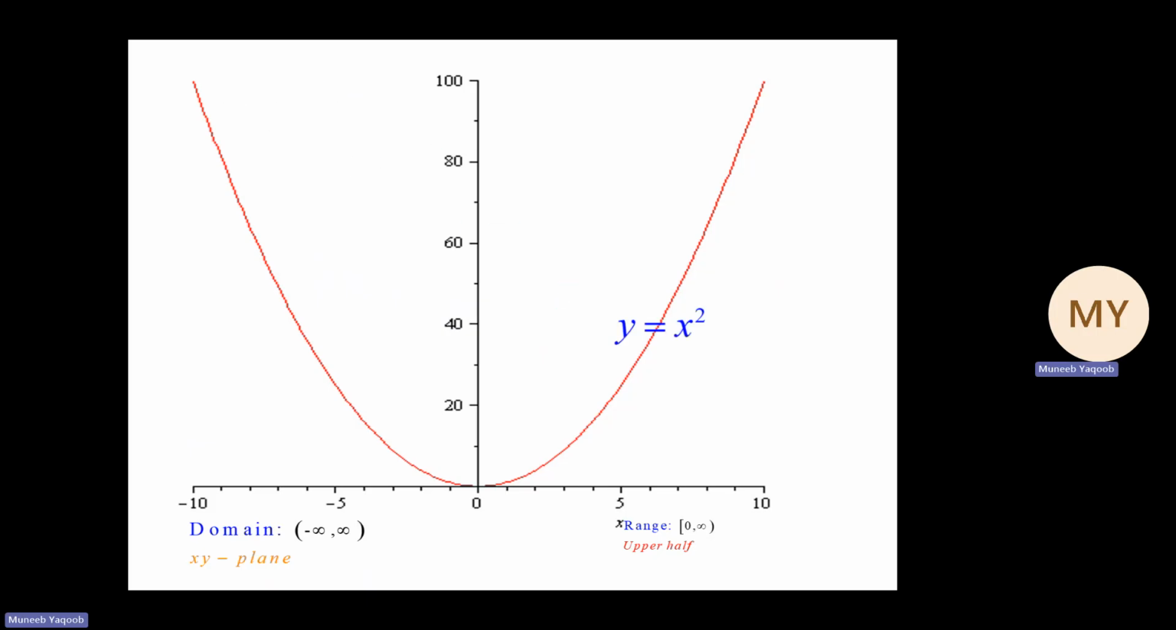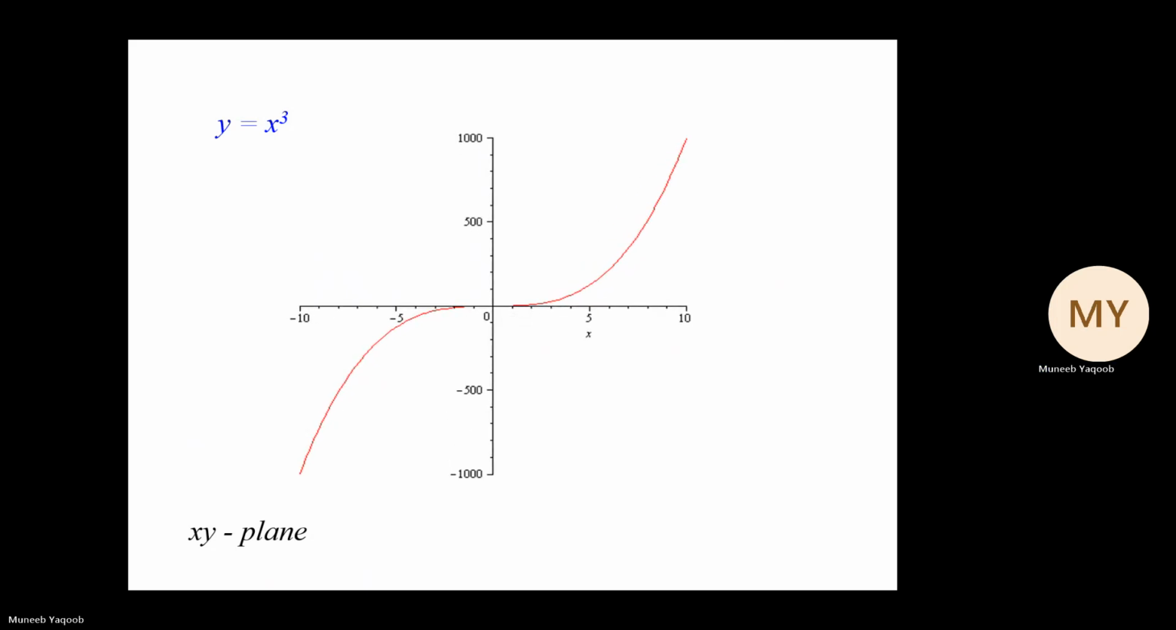Okay, so now coming to the cubic graph. So how can we draw a cubic graph? Can anyone draw the cubic graph? Okay, so this is the standard graph of a cubic function y equals x cubed. And you can see that again, there is no restriction on the set of input values, that is the set of values of x, and there is no restriction on the set of values of y as well.